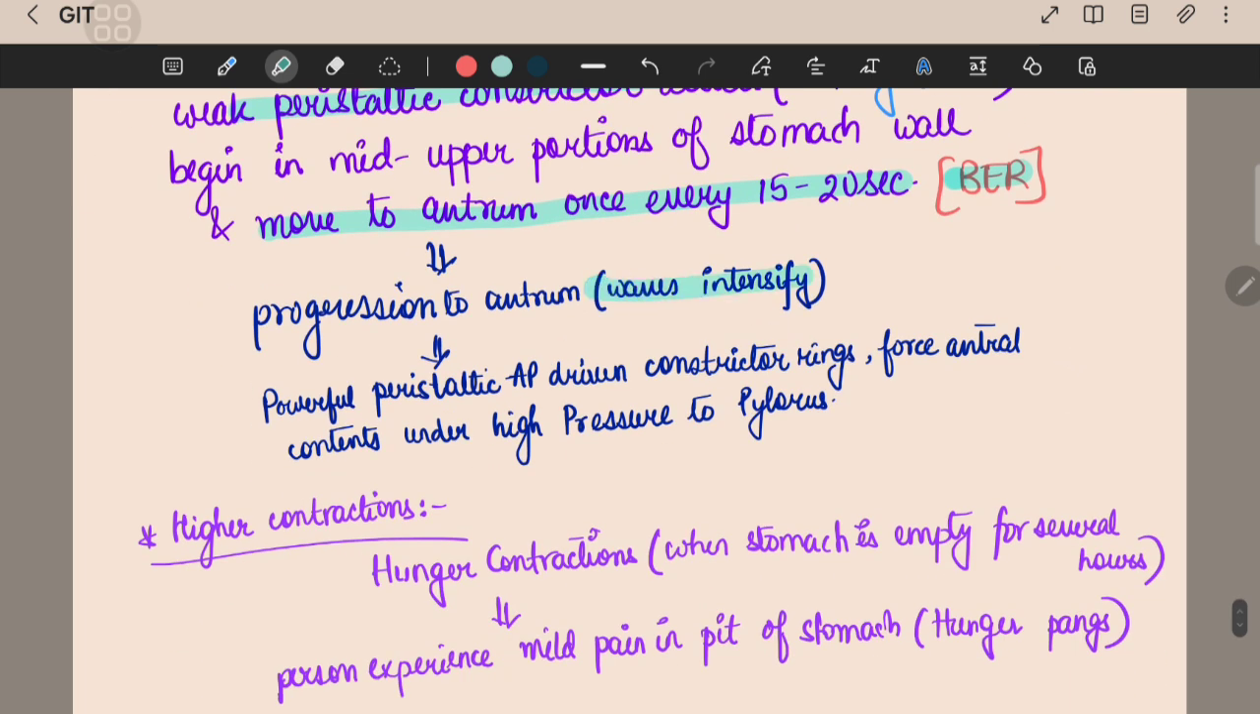And these waves will intensify on moving down towards the antrum, and these powerful peristaltic action potential driven constrictor rings will force the antral contents under higher pressure to the pylorus, and slowly from the pylorus there will be release, that is stomach emptying.